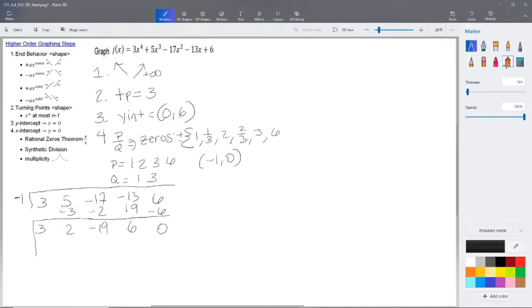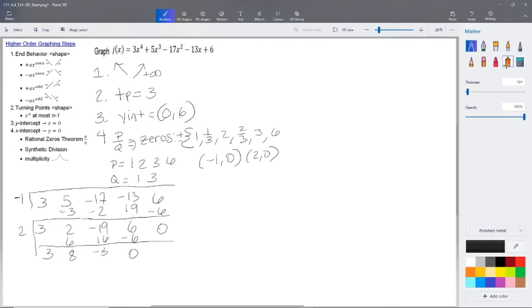Let's draw a new bar here and a new line here, and let's try some other values. Let's try 2. So we've got 3 again, drops down here. 3 times 2 is 6. 2 and 6 makes 8. 8 times 2 is 16. We've got a negative 3 with 19 in that. And this is going to be good too, because negative 3 times 2 is negative 6, and that's a 0. This is great. We just hit on 2 as well. So let's go up here and say 2, 0 is also one of our zeros.